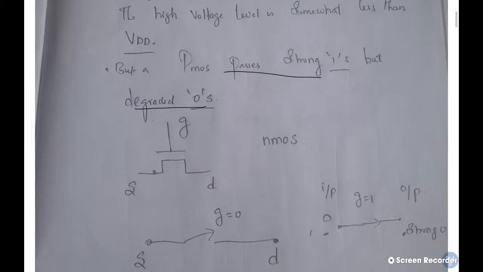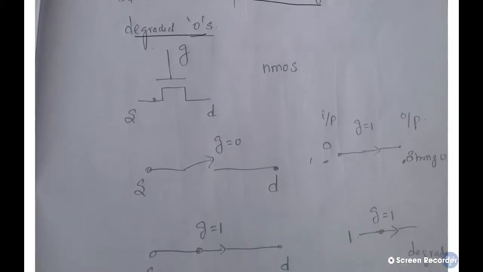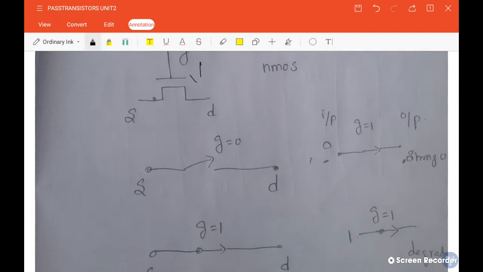And here is the symbol for an NMOS. In pass transistor logic we are going to use either an NMOS or a PMOS for creating a logic. Here we are looking at the symbol of NMOS, with source, drain and gate. We already know an NMOS turns on when gate is equal to 1. When the gate signal is 0, the source and drain switch acts as an open circuit. There is no contact between source and drain when gate is equal to 0.